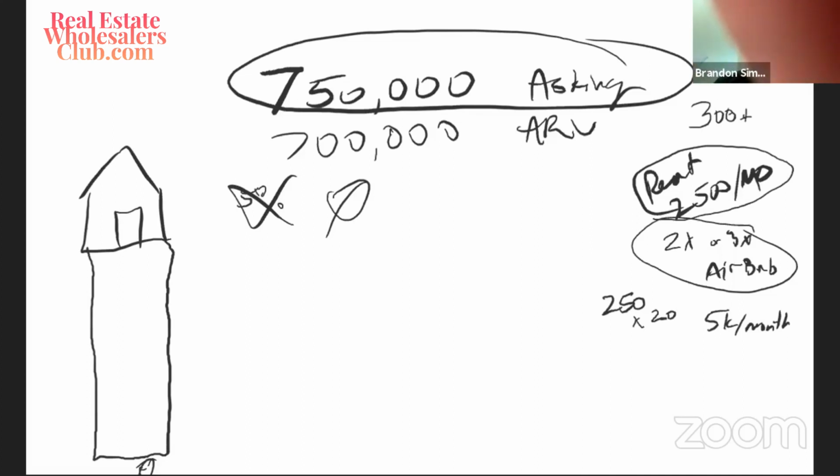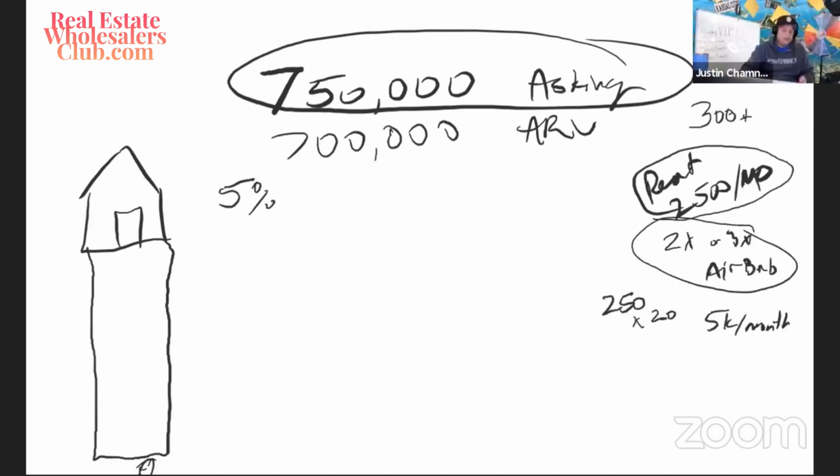This particular seller is very savvy, right? So she wants some skin in the game. And so the way we're going to do this is we're going to offer her, and this is what our offer was, 5% down. And by the way, we use private money for this, not our own cash. So what's 5% of 750? 37,500. Bingo.